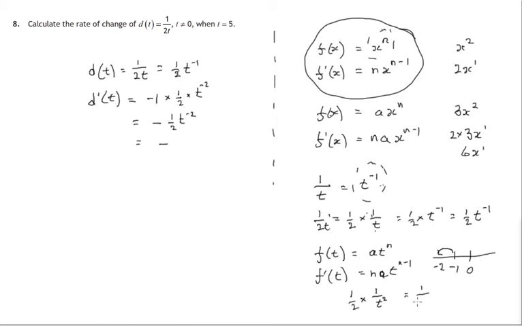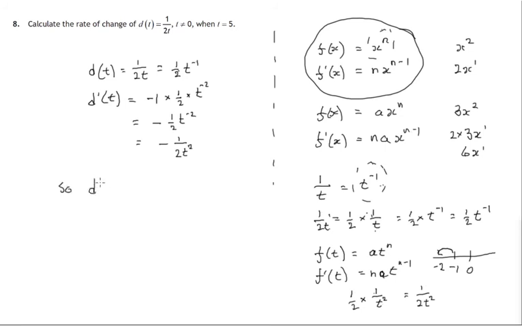So that's 1 over 2t squared. 1 times 1 is 1, 2 times t squared, 2t squared. So there's -1 over 2t squared. So that's the formula for d dashed of t. The rate of change just means differentiate. And we have to find the value of that. We have to calculate it when t equals 5.